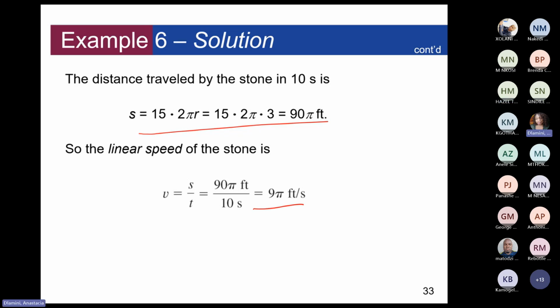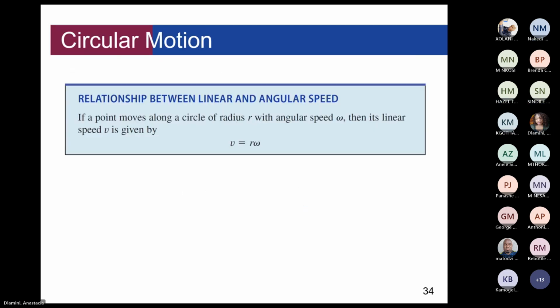Are we all together there? Yes, ma'am. So now they say, a relationship between linear and angular speed. If a point moves along a circle of radius r with angular speed omega, then its linear speed is given by that. So if you have the angular speed, you can calculate the linear speed using that formula. Are we all together? Yes, ma'am. So look at the formula.